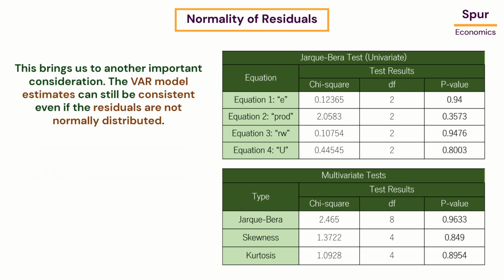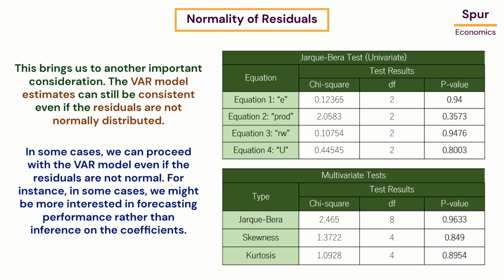This brings us to another important consideration. The VAR model estimates can still be consistent even if the residuals are not normally distributed. In some cases, we can proceed with the VAR model even if the residuals are not normal. For instance, in some cases, we might be more interested in forecasting performance rather than inference on the coefficients.